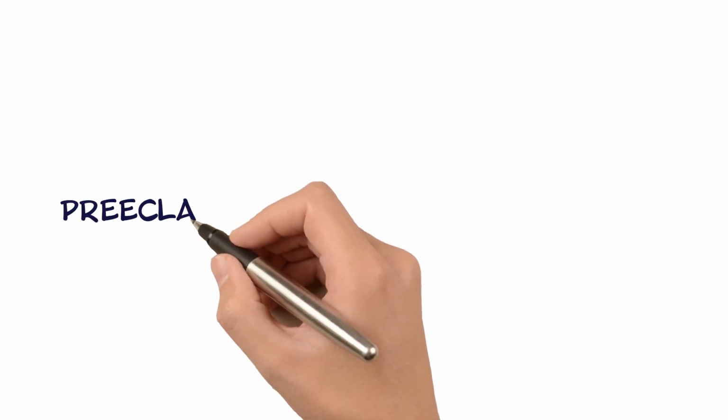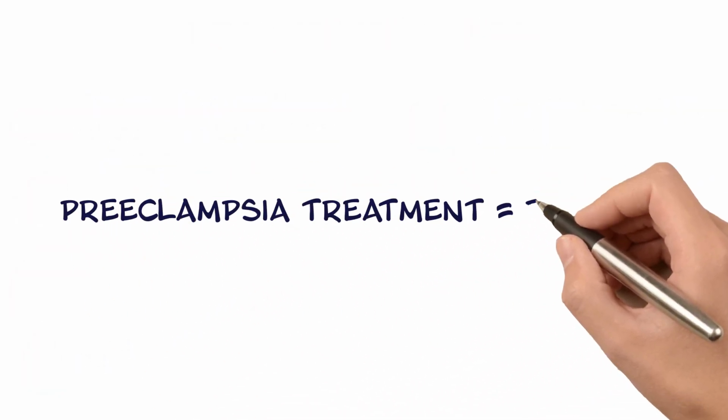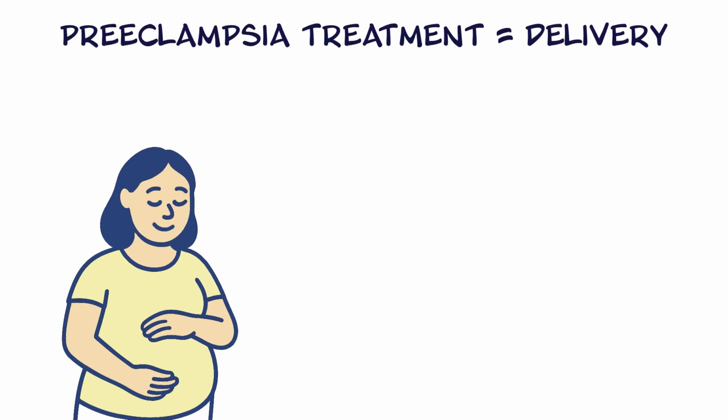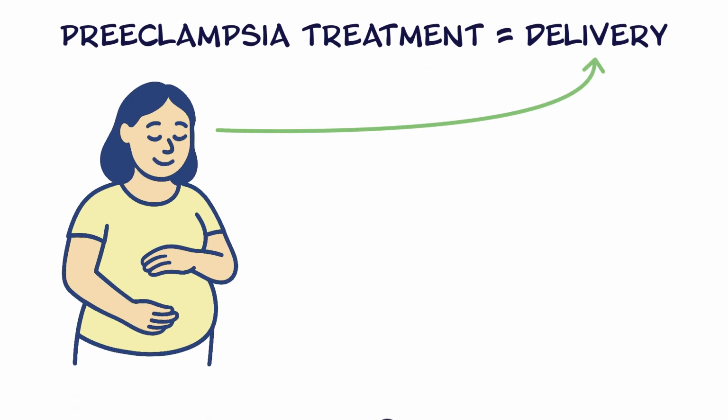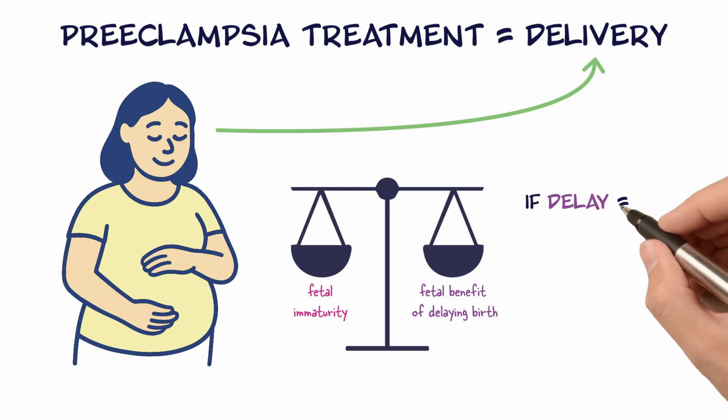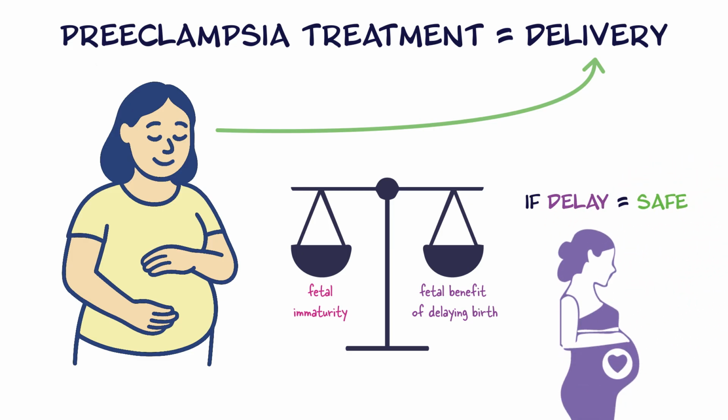The definitive treatment of preeclampsia is delivery. When preeclampsia is diagnosed, it is always in the mother's interest to deliver. However, this is carefully weighed with the fetal immaturity and fetal benefit of delaying birth. If a delay in delivery is considered safe, the mother and fetus are carefully monitored.